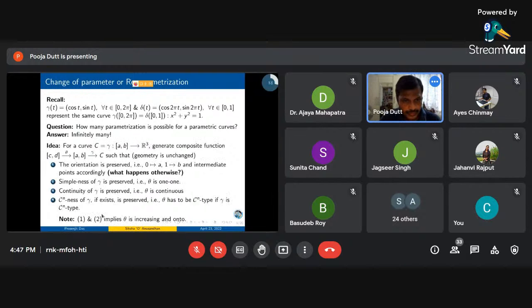Note that these 1 and 2 together will tell you first it is onto and it is strictly increasing. Okay, it's strictly increasing. It increases from C to D to the interval A to B.